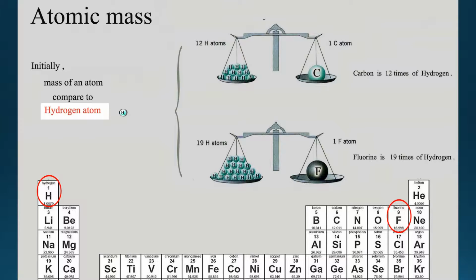And this method worked out very well. This is a comparing method. So this gives the periodic table its ratio relationship, with all atoms measured against hydrogen.